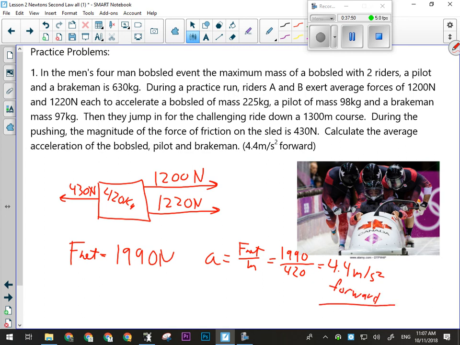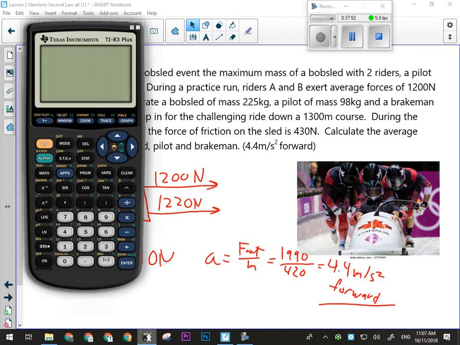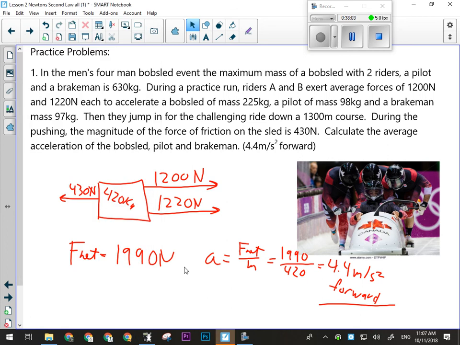Is it 4? Oh, okay. Do I have a typo on there? Maybe I have a typo on there. That could happen. 1,990 divided by 420 is 4.7. You're absolutely right, so I got a typo on here. It should be 4.7. Okay, making sense to everybody? Again, really important to read the question carefully so we're sure we use the right mass, and we're getting then obviously the correct answer from there.